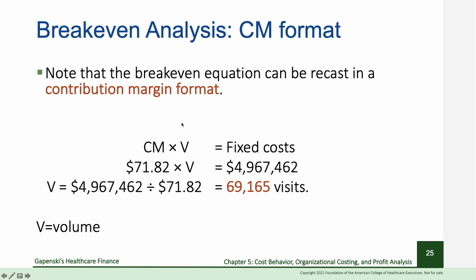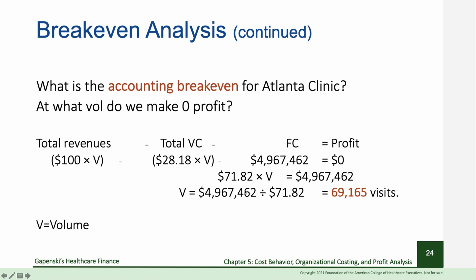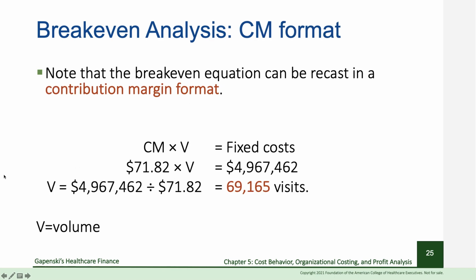Here is the contribution margin format for break-even analysis. Note that the break-even equation can be reformatted in a contribution margin format. You multiply the contribution margin with the volume, and that gives you the fixed cost. So the volume equals fixed cost divided by contribution margin, and that gives you the number of visits. They are doing the same thing here, fixed cost divided by contribution margin to give you the number of visits.